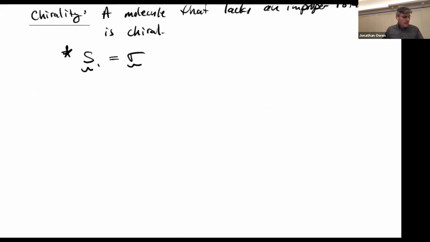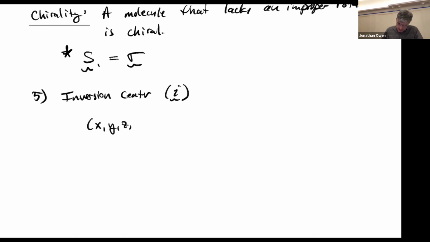Okay, so let's take a look at another one here. Inversion centers. They're given the symbol I. The simplest way to write this out is with linear algebra. Take something that has coordinates x, y, and z. When you apply an inversion operation to them, it comes back with coordinates negative x, negative y, and negative z. And an example of that.